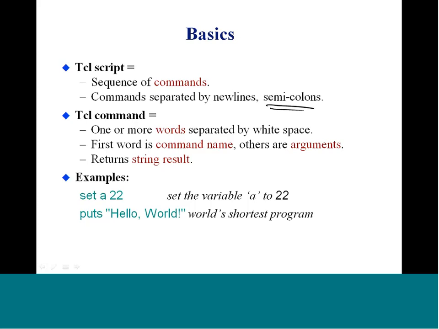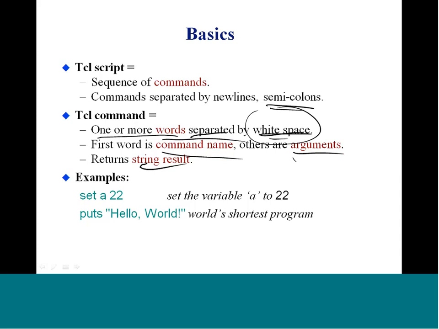And then a Tcl command, again, is one or more words separated by white space. That's another key difference and very important. In other languages you don't need to separate by white space, and various characters have special meanings that are used as a parsing mechanism. But in Tcl it's very simple: white space is treated as a word separator, and the command just has a number of words. The first word is always the command name, and the remaining ones are all arguments, and it also returns a string value.